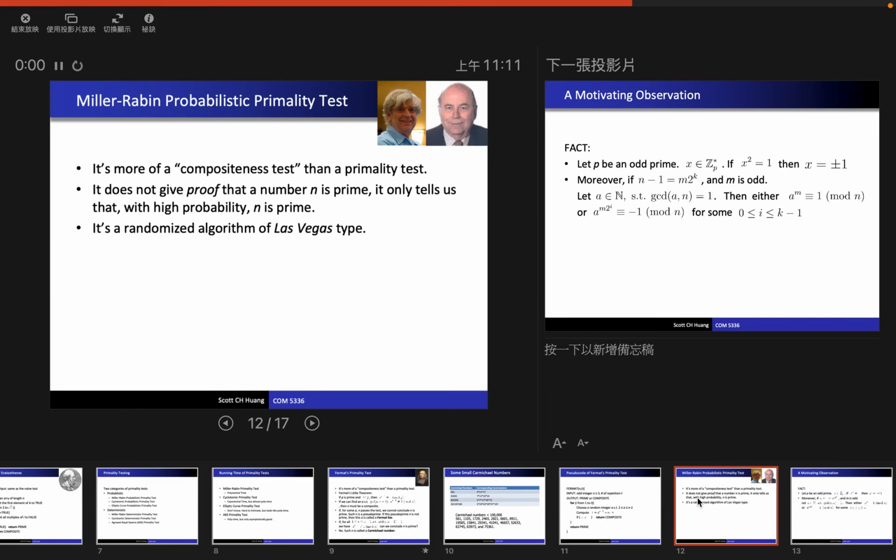Okay, let's continue the Miller-Rabin test. So it's also a compositeness test, as I mentioned earlier. No algorithm is the actual primality test. It does not give a proof that a number is prime. It only tells us that with a very high probability, n is prime. So such algorithms, using the language of randomized algorithms, are called the Las Vegas type.